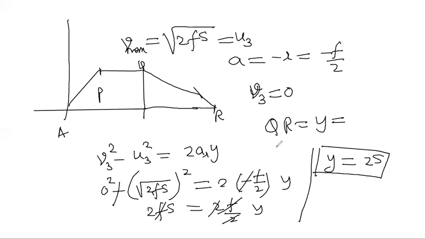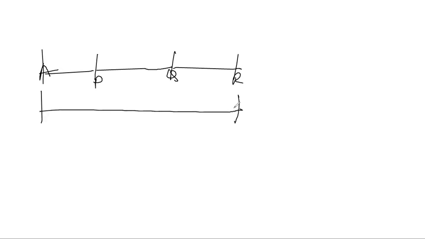I got three distances: AP, PQ, QR. What is the distance QR? Clear? Understood? According to the question, I have to do the total distance. A to P, P to Q, Q to R. The total distance is given in the question itself. Check what is given in the question. The total distance is 15s.